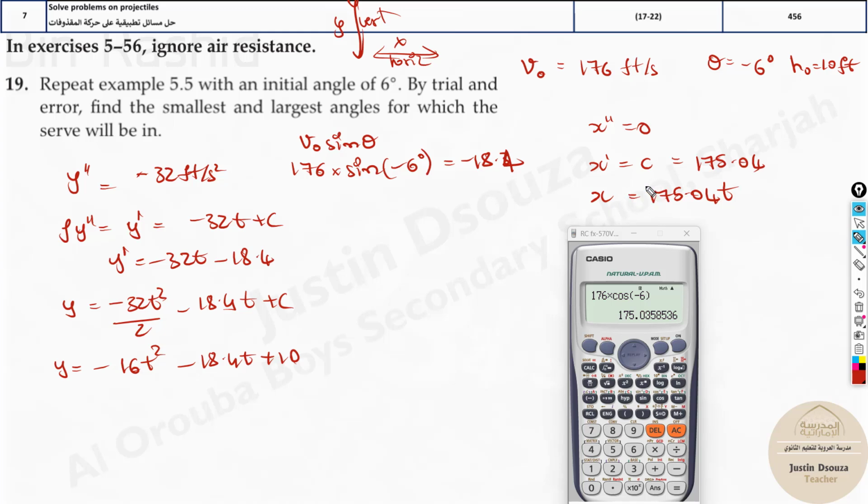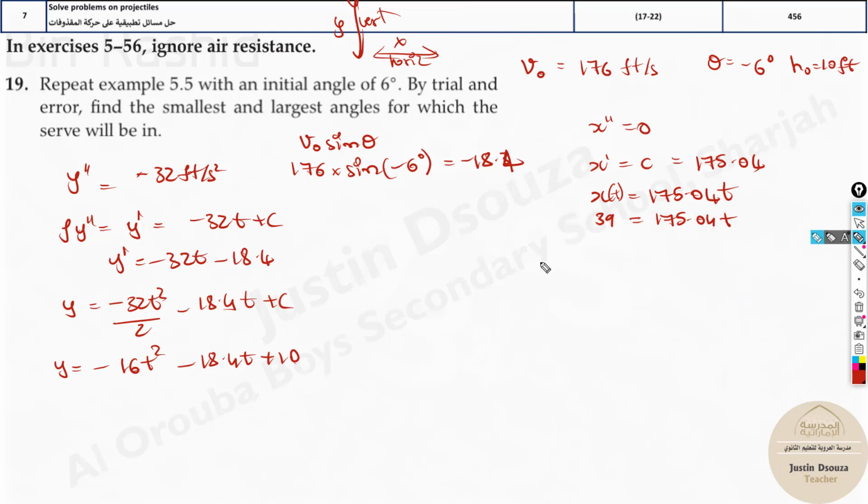Now we need to find whether the serve is above 3 feet or not, right? So here we have x of t, right? Now here you need to know what is the distance of the net. I'll just go back to the previous problem again and check because I forgot that. So that was 39 feet. The net is 39 feet. That is equal to 175.04 t. Take this to the other side. Just divide 39 by 175.04. Now 0.222, you can just take it as 0.22. So time is basically 0.22.